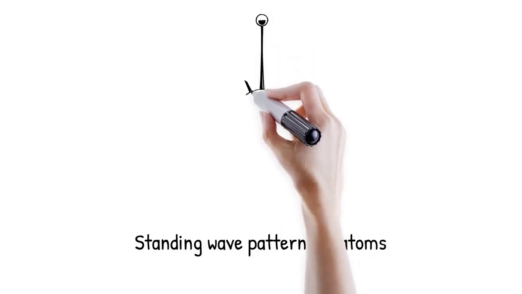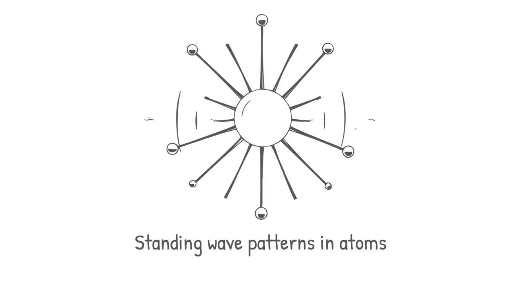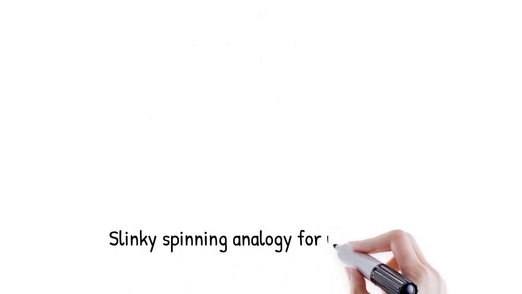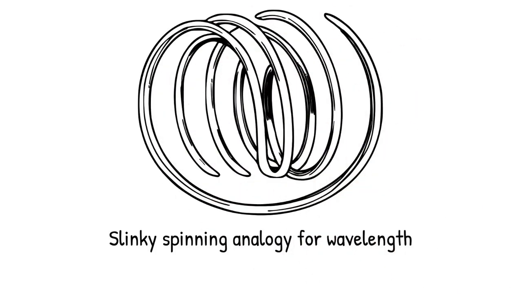Electrons confined in atoms exhibit standing wave patterns that determine their allowed energy states. It's like a slinky spinning as it moves. Its coil spacing sets a natural wavelength that influences its motion.